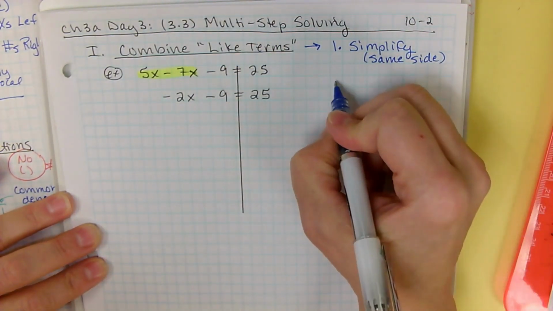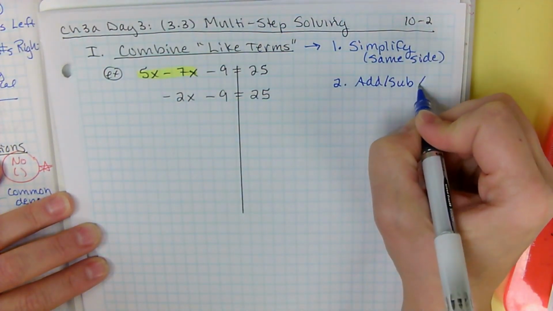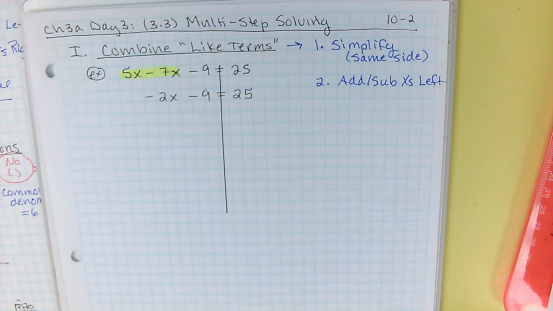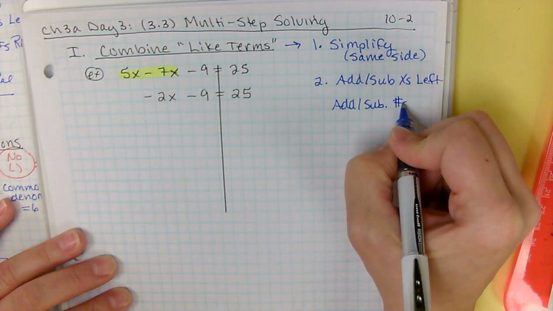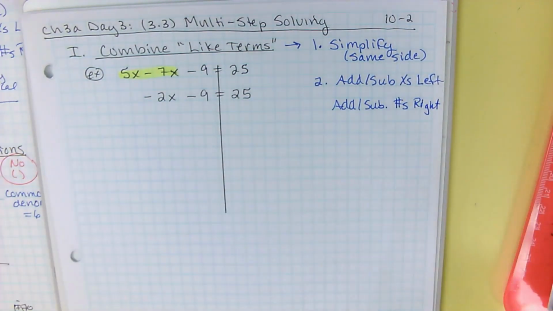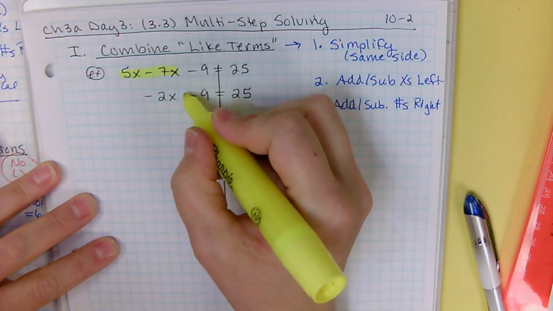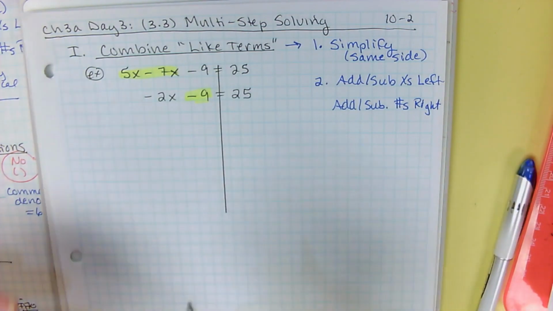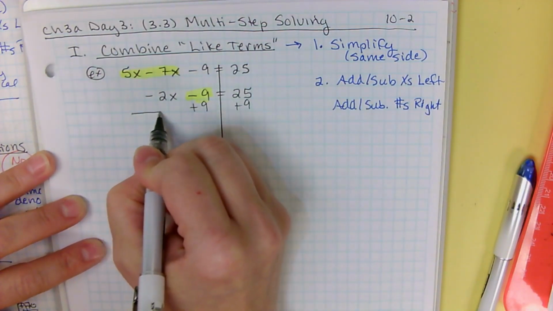So now we're ready for the second step in the solving process, which is to add or subtract x's left. Well, my negative 2x is already on the left, so we're good there. The second half of that is to add or subtract numbers to the right. So we're adding and subtracting numbers to the right. So the number term that's not on the right-hand side is the negative 9, and we need to move that using its opposite. The opposite of negative 9 is positive 9, so we're going to add 9 to the left, which means we add 9 to the right.